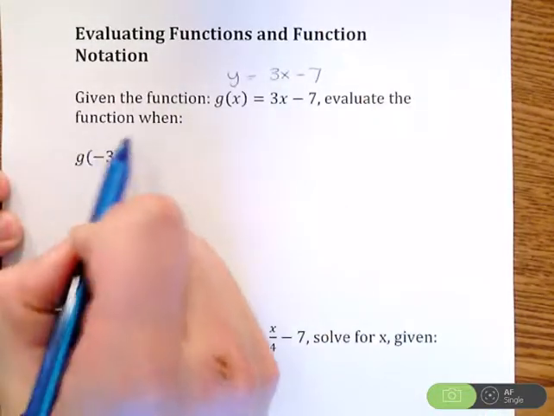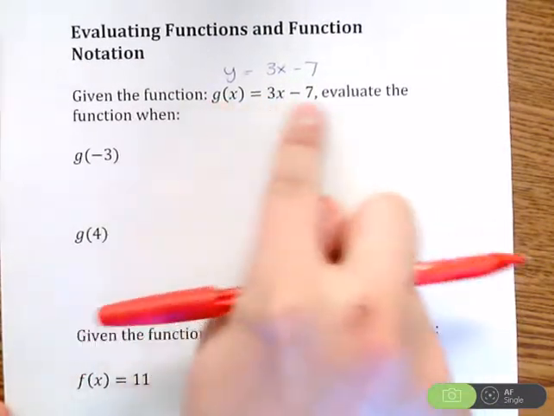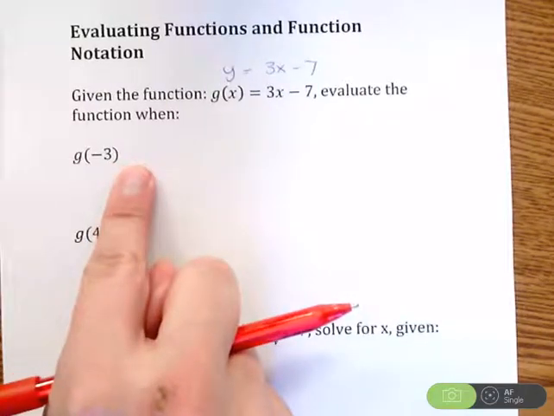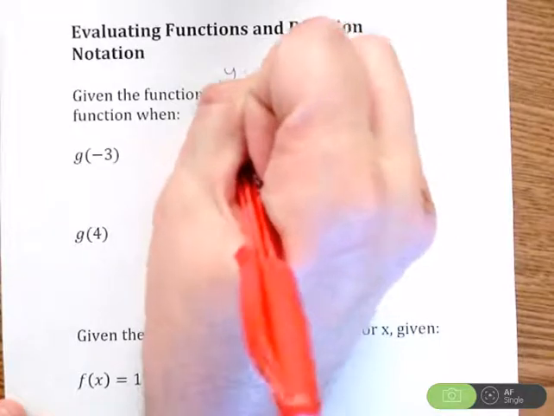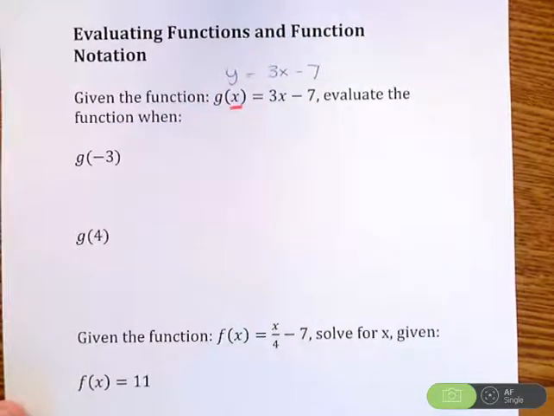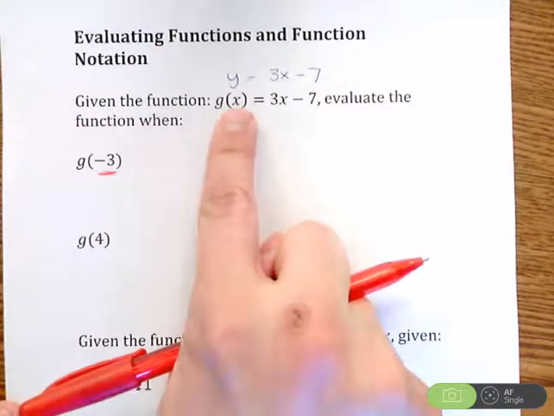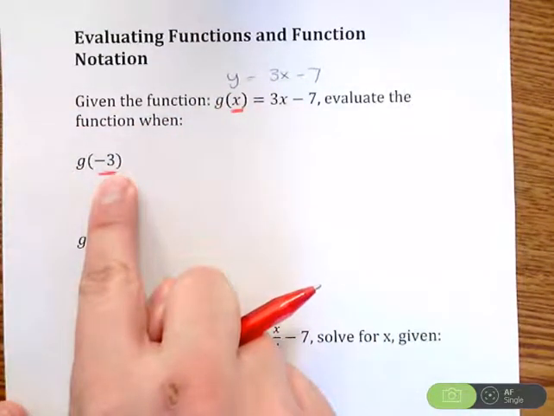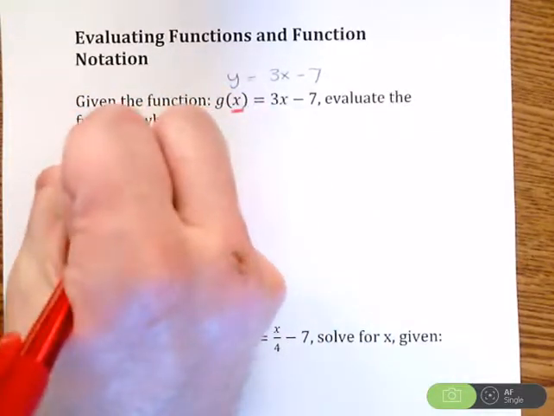So we need to evaluate the function when we have g of negative 3. So this looks a little bit different. Often in class I'll ask kids, notice what are the big differences between what you saw up here and what we're writing down here. And what we look at is, well, what changed? Well, we used to have an x inside the parentheses. Now we have a negative 3. So our x is negative 3.